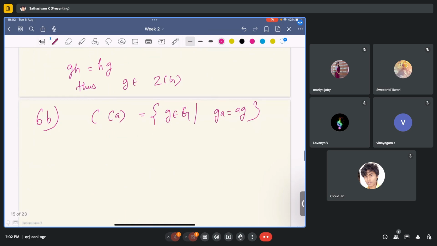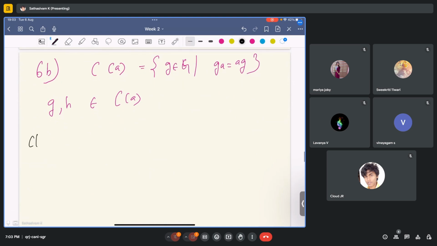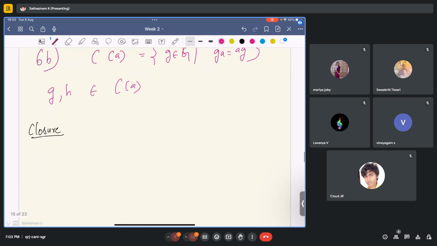Okay, so let me take two elements, G comma H, belonging to C(A), the centralizer of A. So what do we want to prove? We want to prove the closure and the inverse, right? Let's prove one by one. We are trying to prove that it is a subgroup, so we want to prove the closure and the inverse. Okay, so let's prove the closure first.